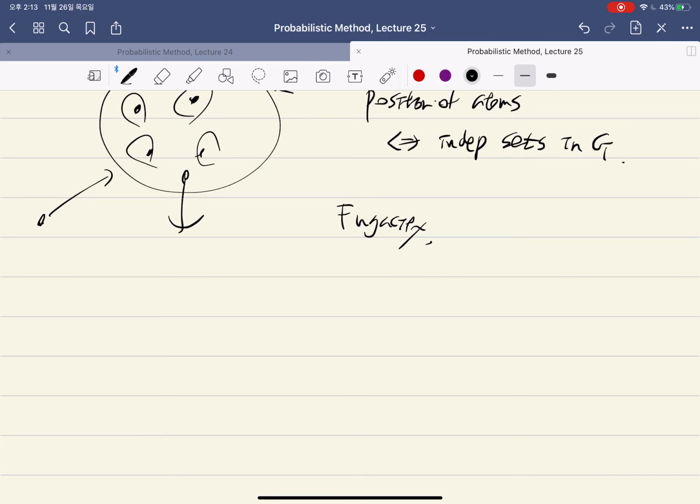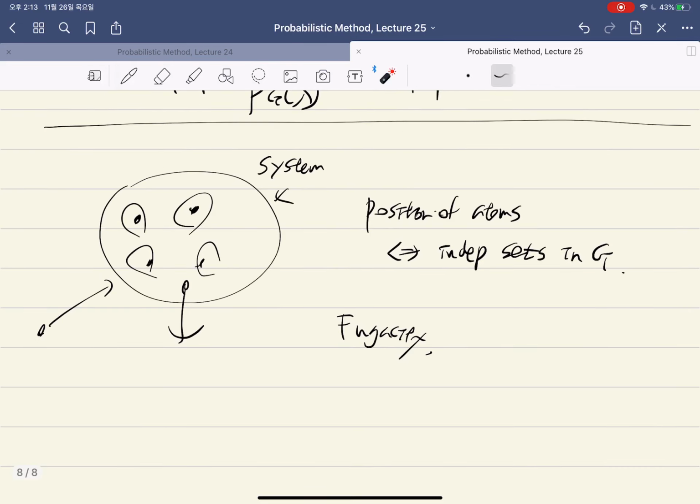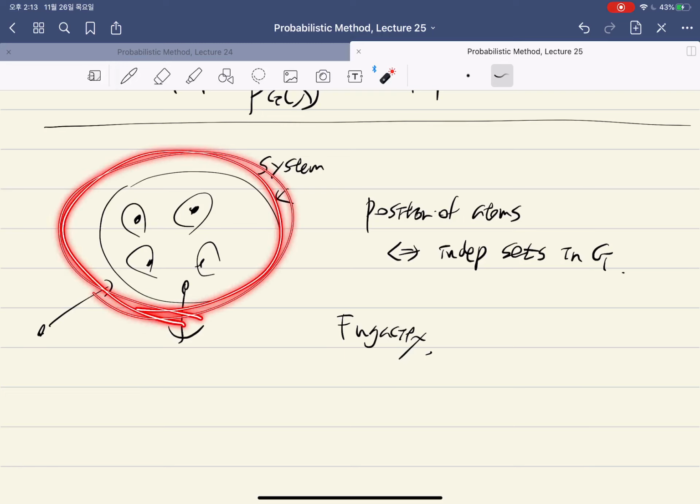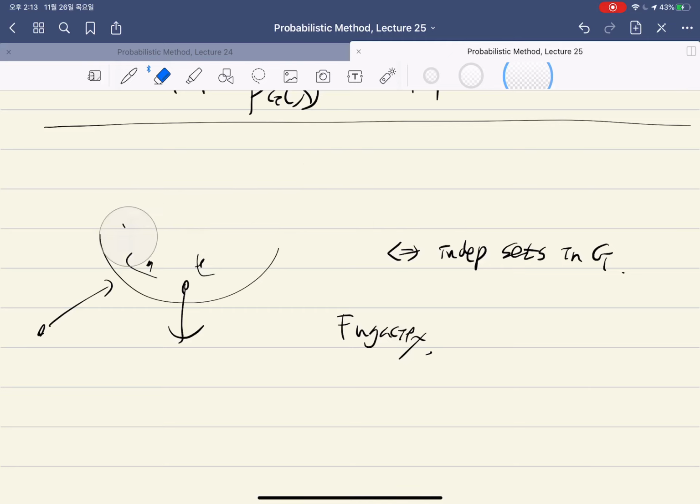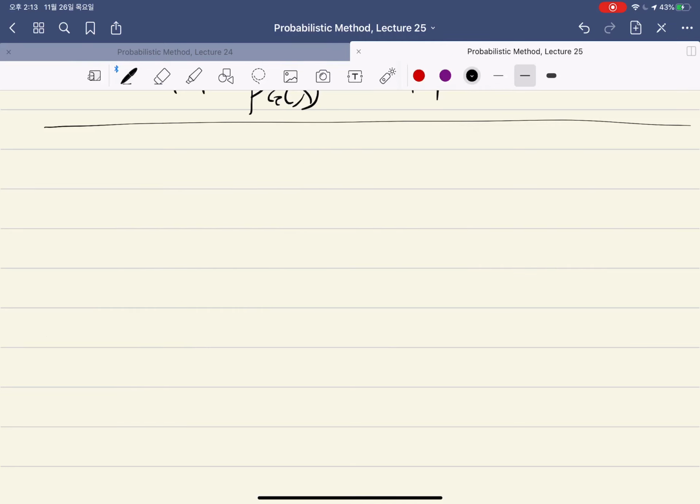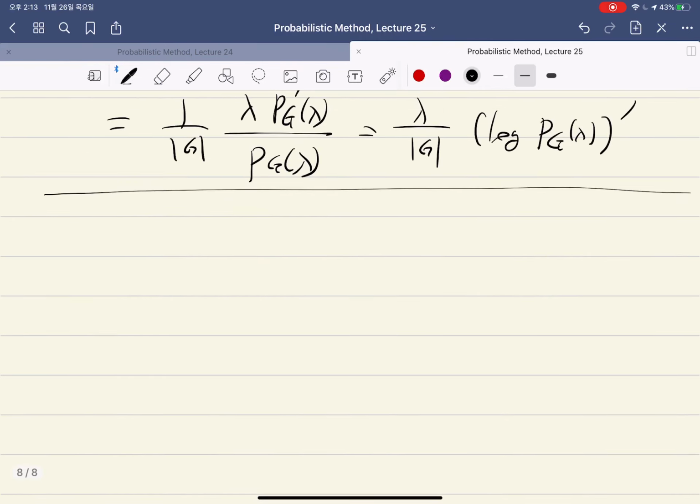Anyway, this hardcore model provides a probability distribution on the state of this system, the position of atoms, which is a state of this system. So this provides a motivation for studying this hardcore model. Anyway, so note that if you consider this, this is nothing but the average size of the independent set.